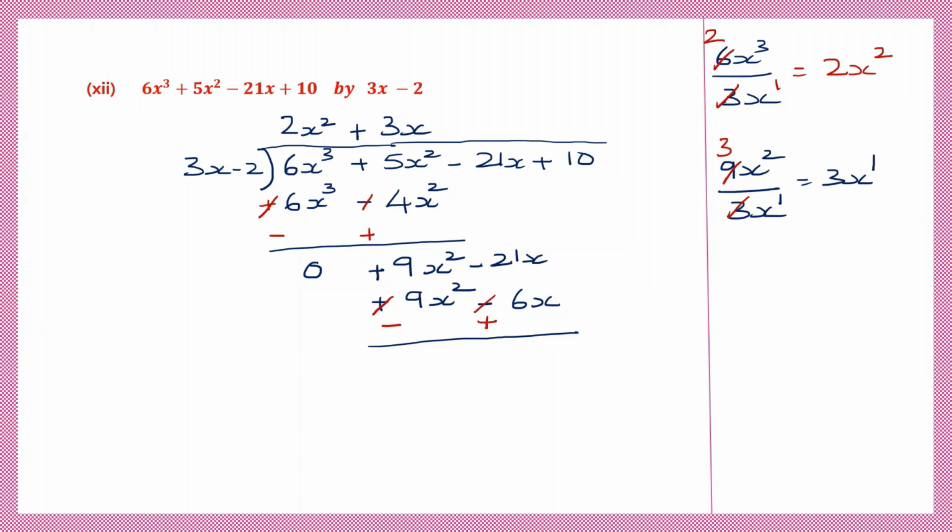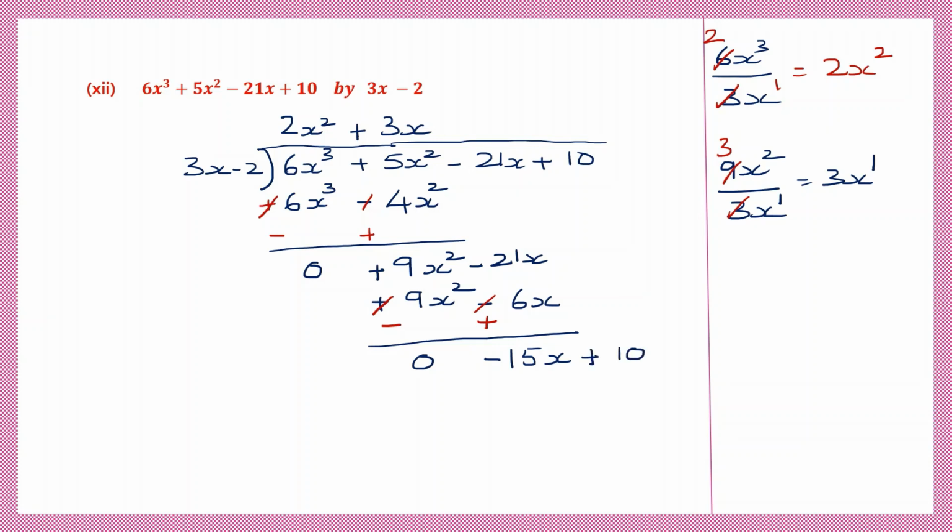So now let's look at this. Minus 21 plus 6, signs are different. Put the sign of the bigger number and subtract. 21 minus 6 will be 15. 15x. Now let's look at this. Plus 9 minus 9 becomes 0. Now we have one more term to bring down, that is plus 10.